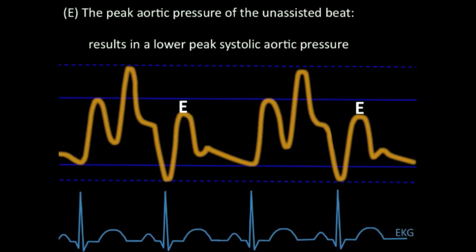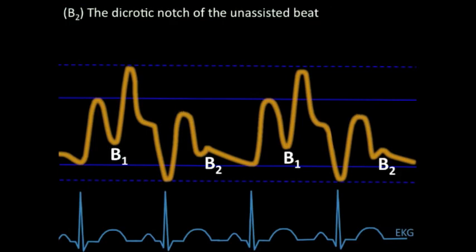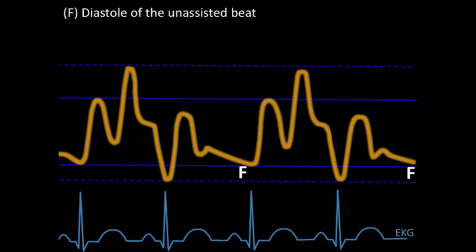And what's quite remarkable about all of this is that even though we're at a lower peak systolic aortic pressure, the left ventricle can actually eject more blood even though it's not working as hard. So that's quite fascinating. And now we get to the dicrotic notch of our unassisted beat. And here it occurs at a slightly lower aortic pressure than it did with the assisted beat. And this is simply due to the fact that our previous peak aortic pressure was lower. So since E was lower, B2 will be lower. And last, we have diastole occurring with the unassisted beat. And here we have a higher aortic pressure with the unassisted than we did with the assisted beat.